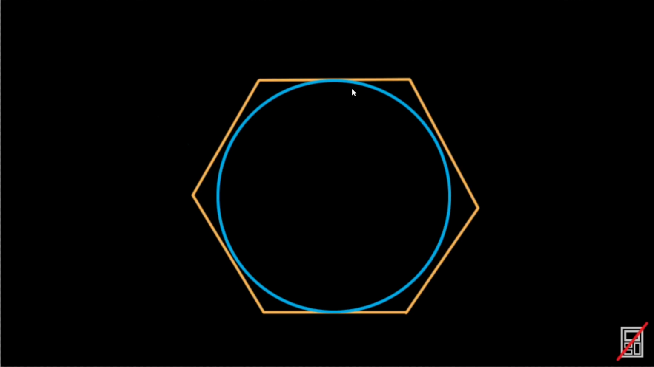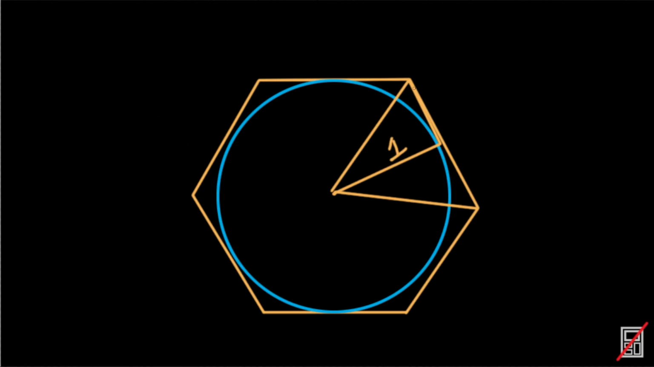So the next thing we do is to draw a hexagon outside the circle and find the area of that, which will give us an upper bound for pi. So we then have a triangle where the radius to the base is 1 instead.